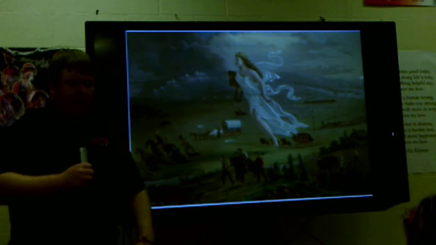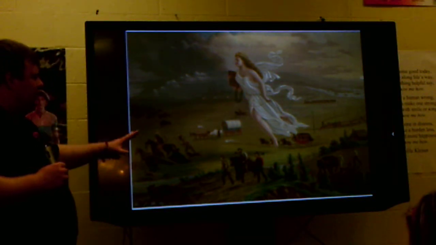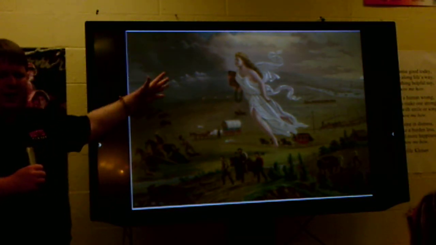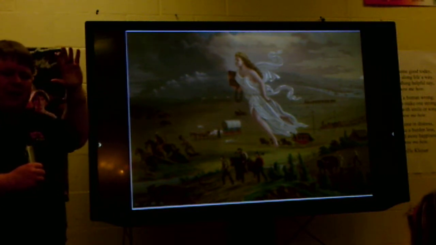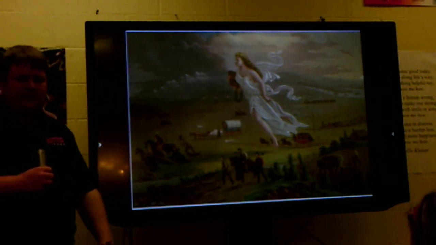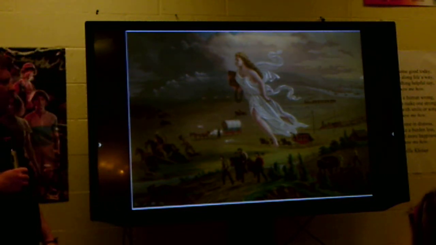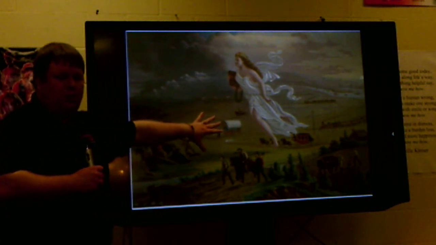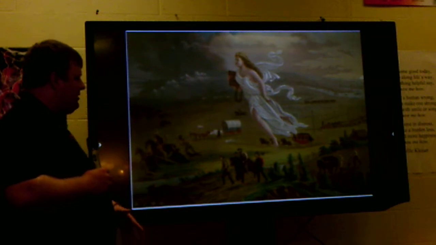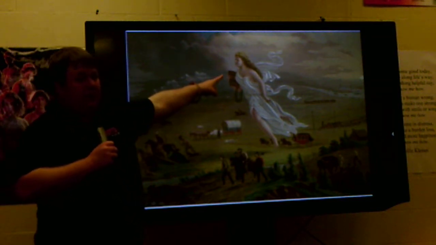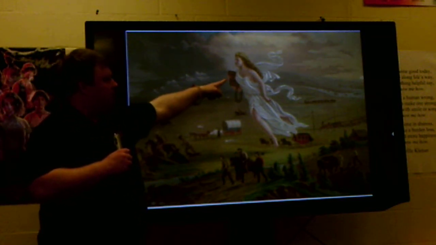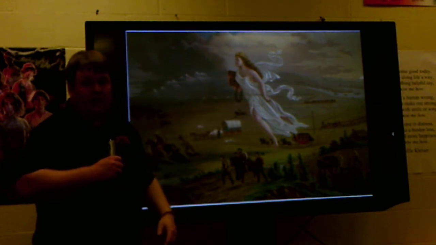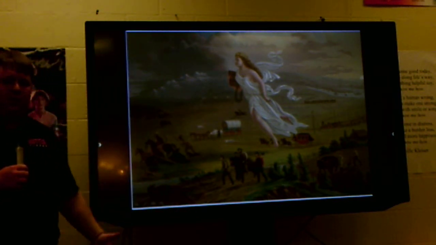I don't know how well you can see this picture, but this is the westward expansion. This is the Manifest Destiny picture that pops up every year on the milestone. This picture right here is of this woman, Lady Liberty. She's going west. She's flying out west. And as she's going, that's not a Bible in her hand. That says, if you look really close, school book. She's taking public education west with her.